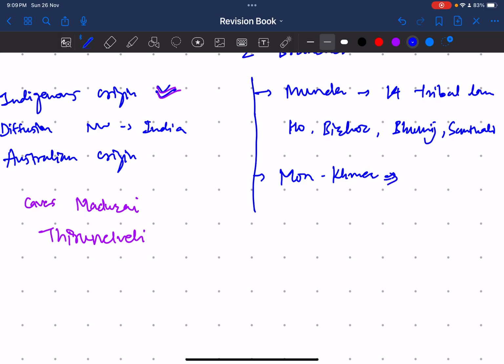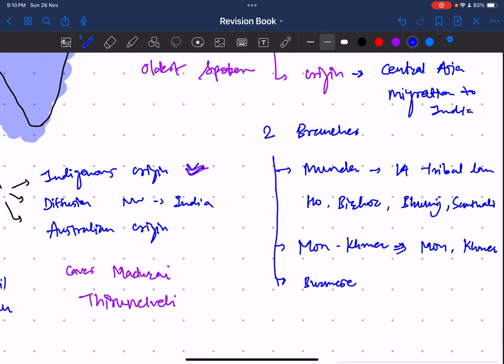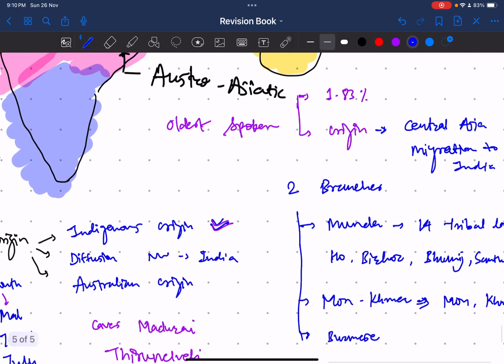group, which is broadly spoken in Myanmar or Burma. It has languages such as Mon, Khmer, etc. And then there is Burmese language also part of this group, but minor. We are not very much concerned with this group.